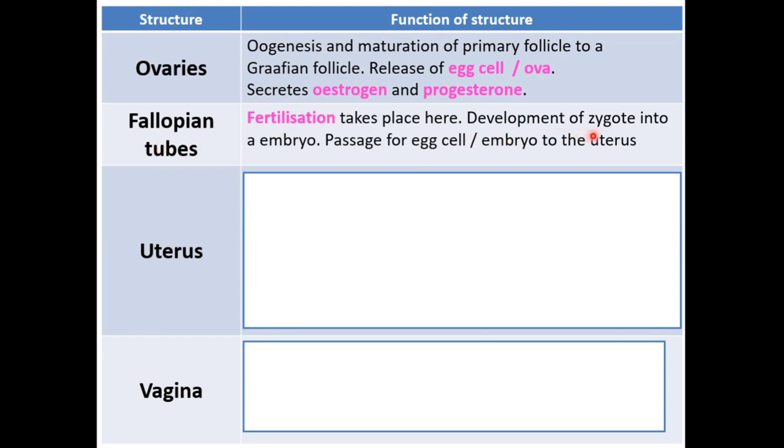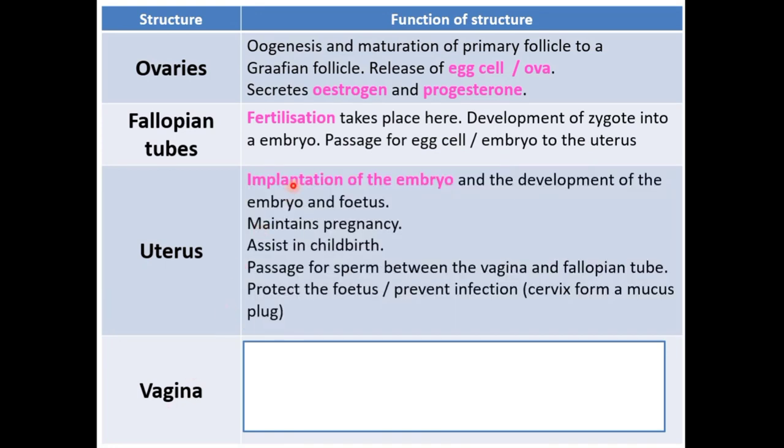And that's also where the zygote will develop into an embryo. You would remember there you have the zygote, which is going to grow into a ball of cells. And the name of that ball of cells is important. It's called a morula. And that will then grow further and further into a blastocyst. Okay. And you have the uterus, as I showed you now. And the uterus is the implantation of the blastocyst or the embryo. And that's where the embryo develops into a fetus. It also maintains pregnancy. It assists in childbirth.